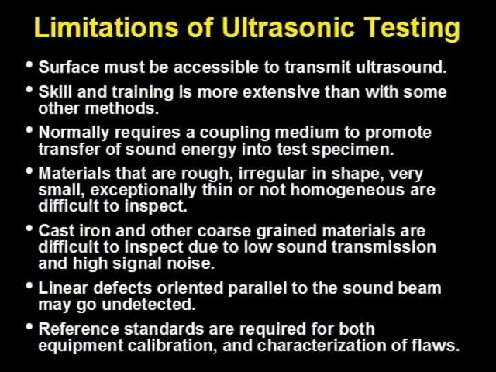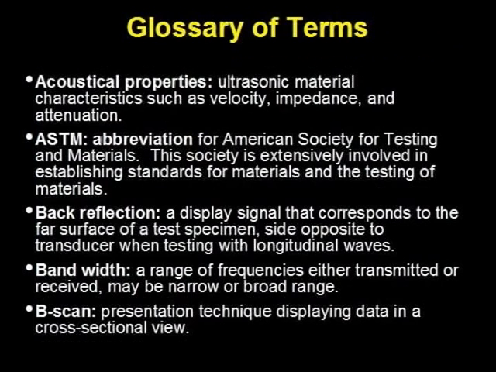Materials that are rough, irregular in shape, very small, exceptionally thin, or not homogeneous are difficult to inspect. Cast iron and other coarse-grained materials are difficult to inspect due to low sound transmission and high signal noise. Linear defects oriented parallel to the sound beam may go undetected. Reference standards are required for both equipment and calibration and characterization of flaws.